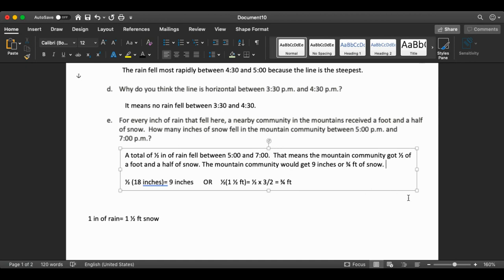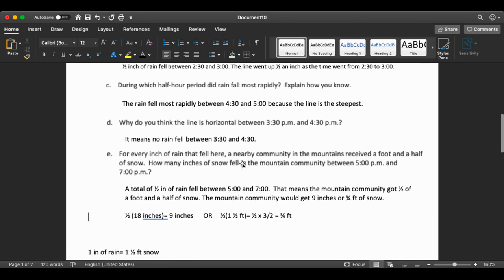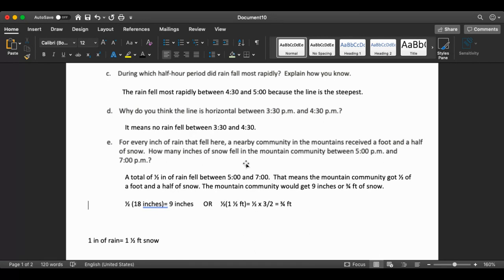Okay, again, this one's a little tricky. You just have to really think of what the question is asking you. It was more about doing the math here than it was using the graph. All right, I'm going to make another video for the next page, which is page 104.